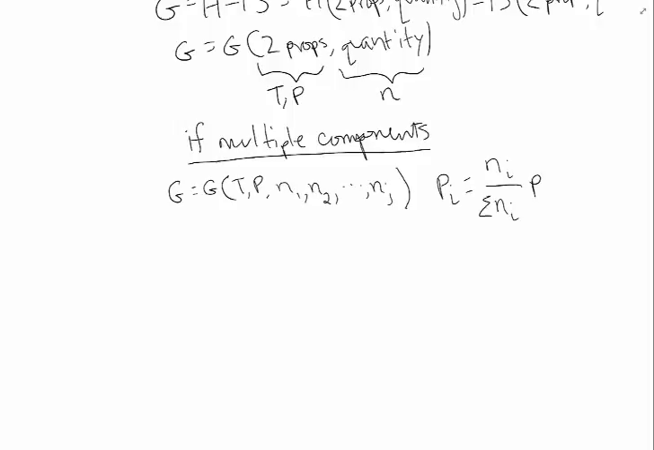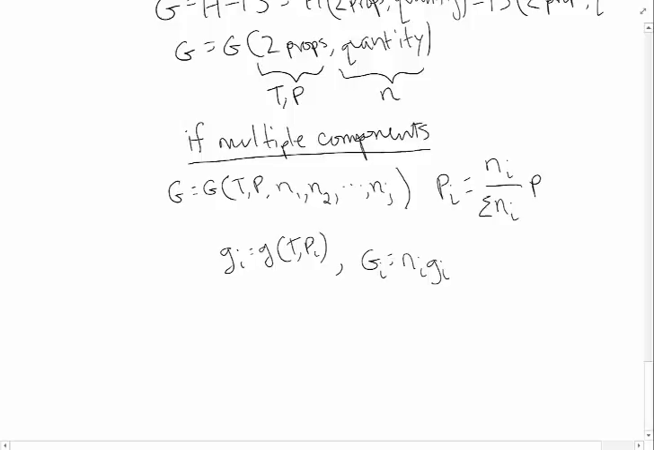Conceptually, you can also think of it this way. You can also think of it as though there's a specific Gibbs energy for each component, which is going to be a function of the temperature and pressure of that component. And then the total Gibbs energy of that component is going to be the moles of that component times the specific, I guess I should draw a line over the top, molar Gibbs energy. And then the Gibbs energy of the mixture is going to be some combination of the Gibbs energy of each of the components.